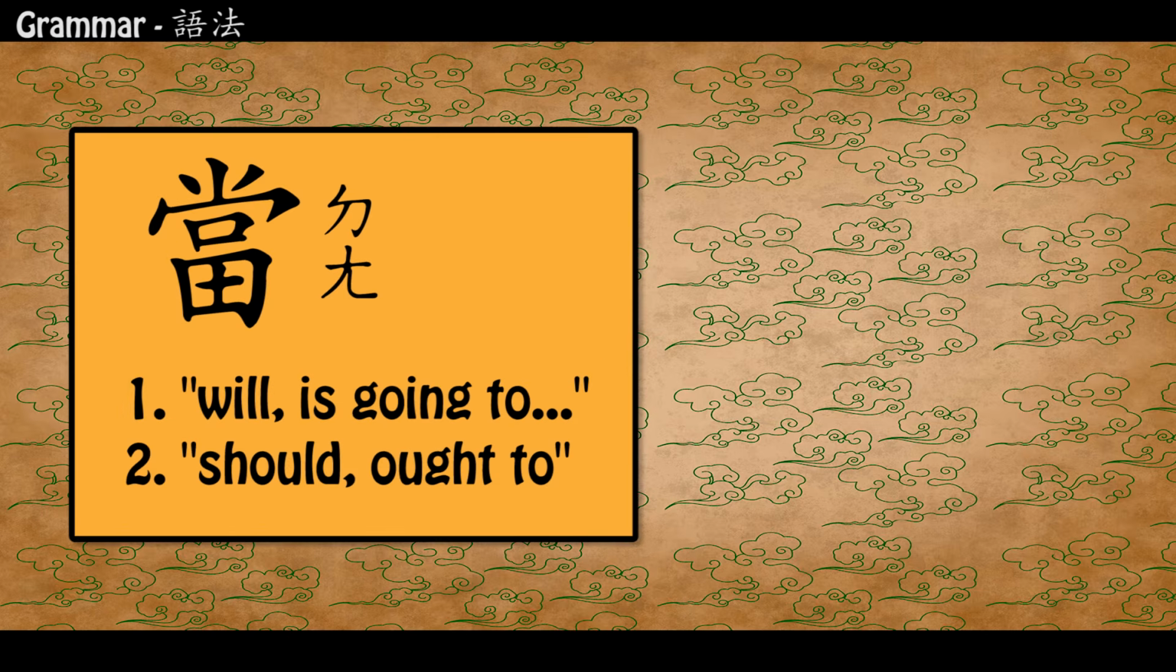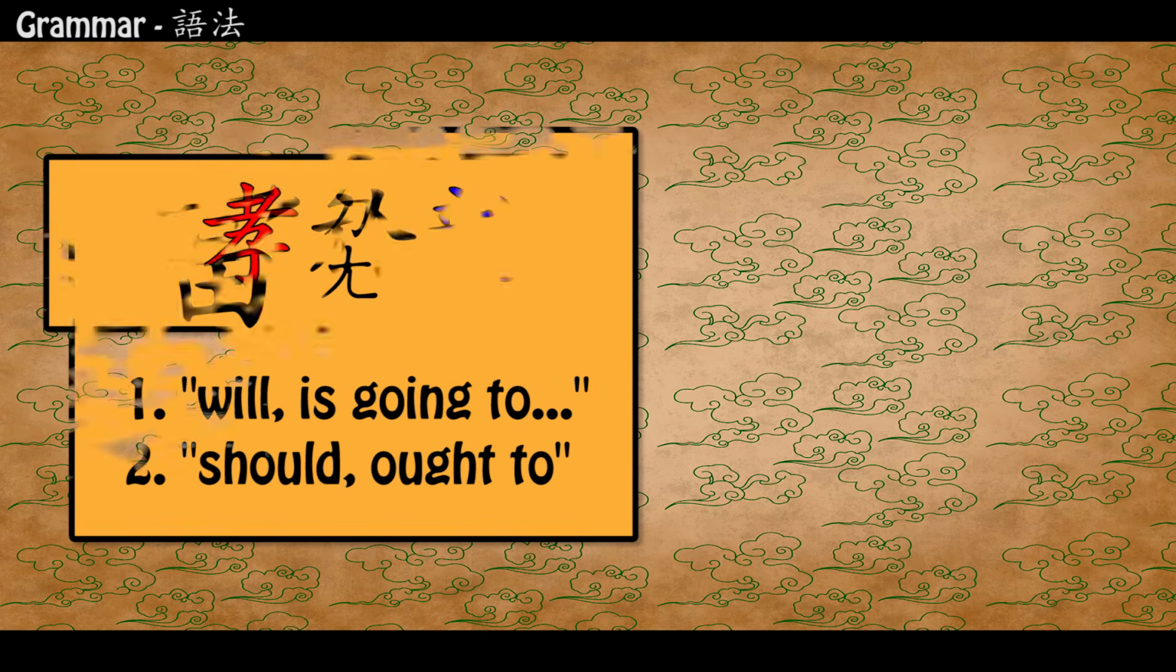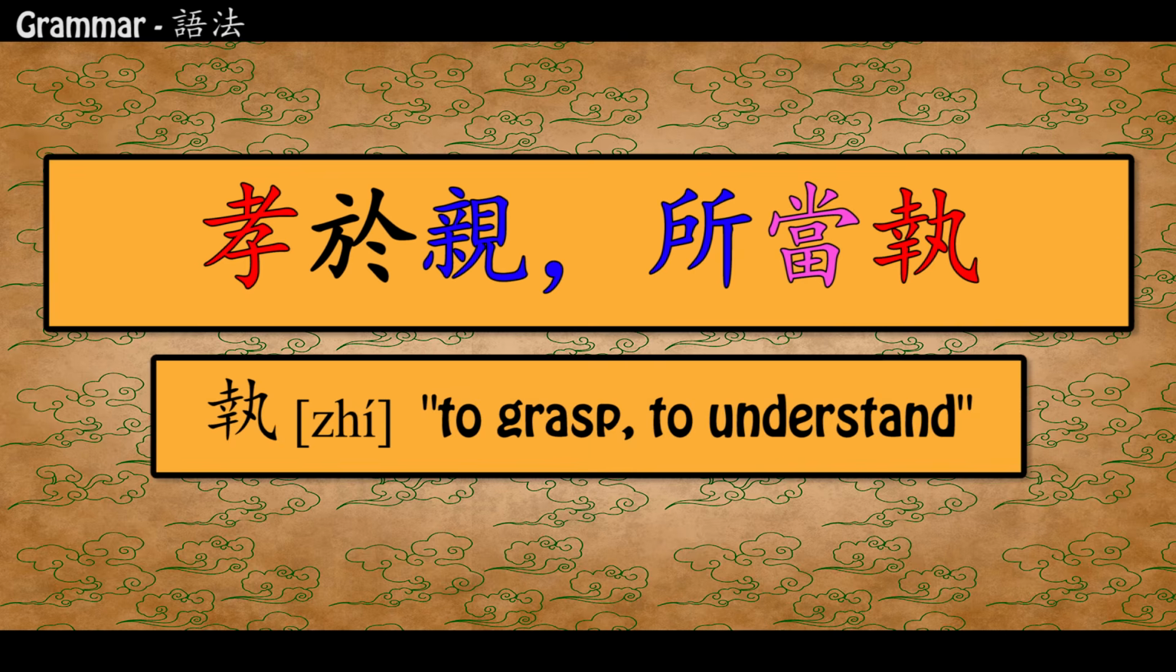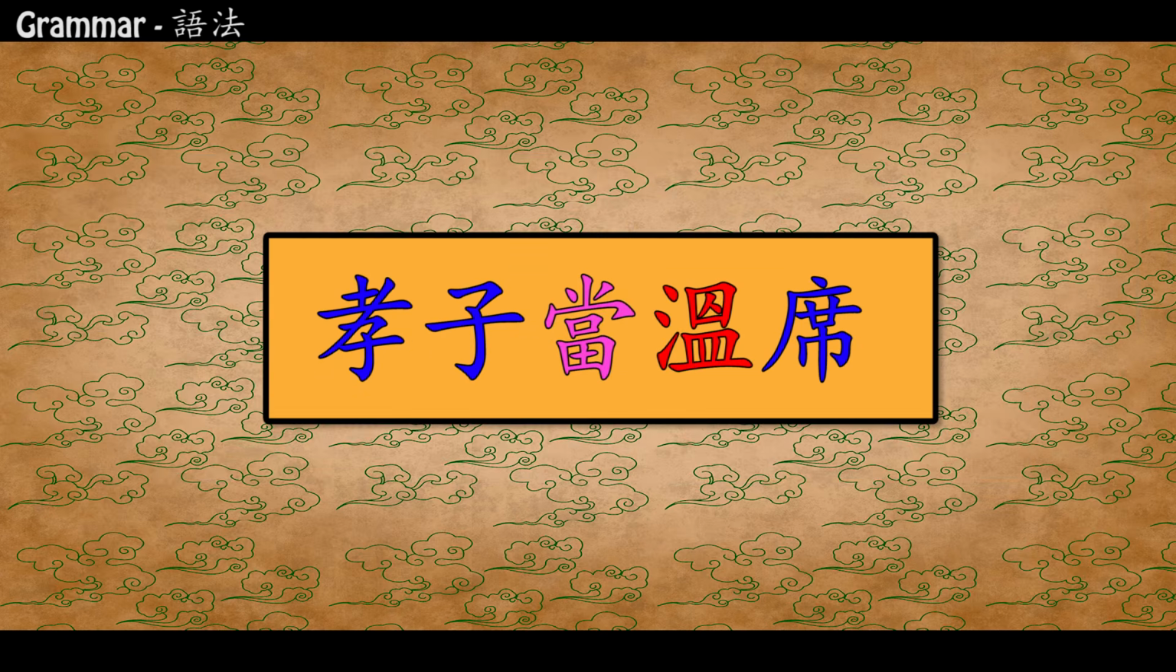In classical Chinese, there is a fine line between will do and should do, so 当 can also mark that something ought to be done, which is the meaning we see in the text. 孝与亲所当执. Note that 执 can be wielded abstractly to mean grasp, as in having a firm understanding of something. Thus, filial piety towards one's parents is that which one should grasp. And another byspell, just for fun. 孝子当温席. A filial child should warm the sheets of their parents.